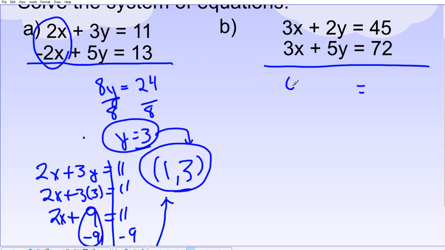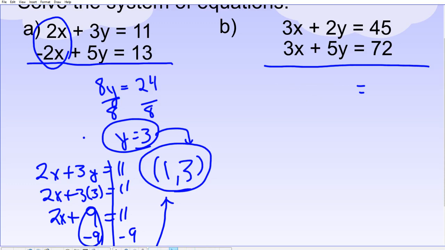3 plus 3 is 6. By the way, don't write this down. 5 plus 2 is 7y. That plus that is whatever that is. I didn't eliminate one of my variables. I still have x's, I still have y's. I didn't do the right thing. I need one of my variables to cancel out. Now, how do we do that here?